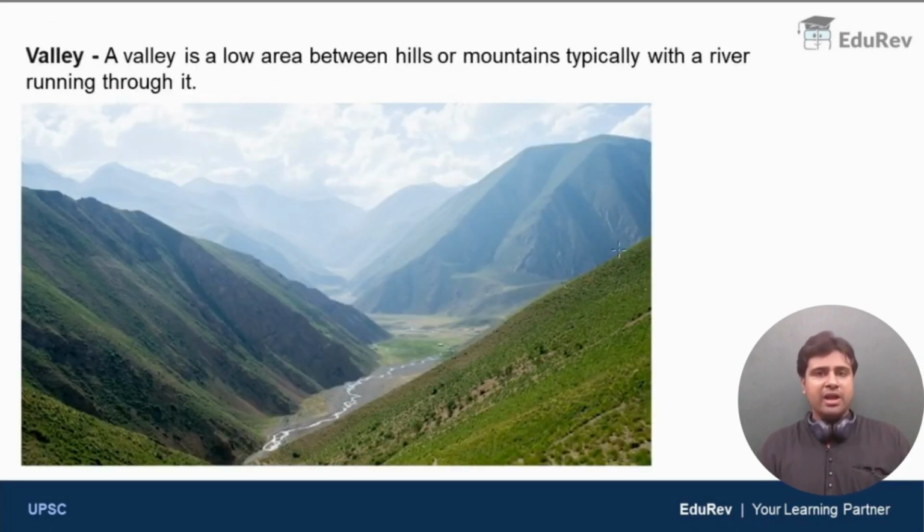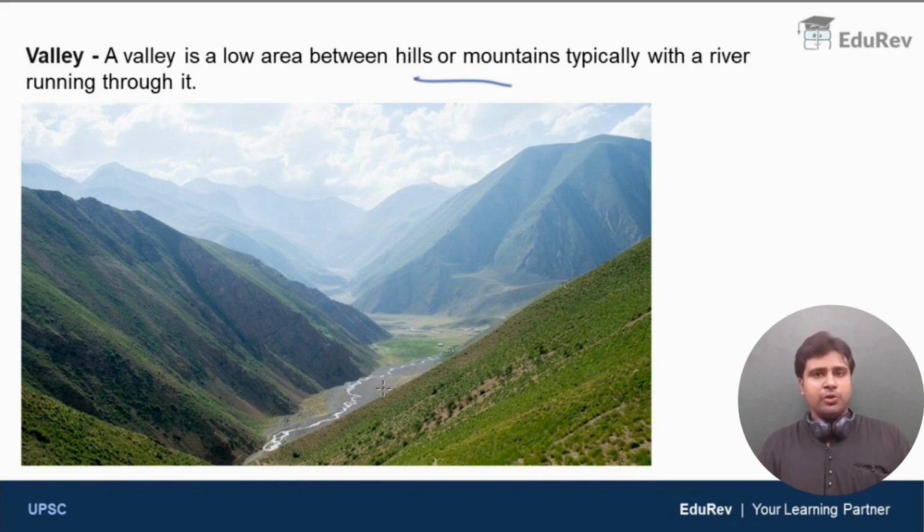Now, what do you mean by valley? Valley will be discussed in detail in geomorphology. This is just a very brief introduction. A valley is a low area between hills or mountains, typically with a river running through it. In this image, you can find a low area between hills, and also a river running through it. So this low area is nothing but a valley.